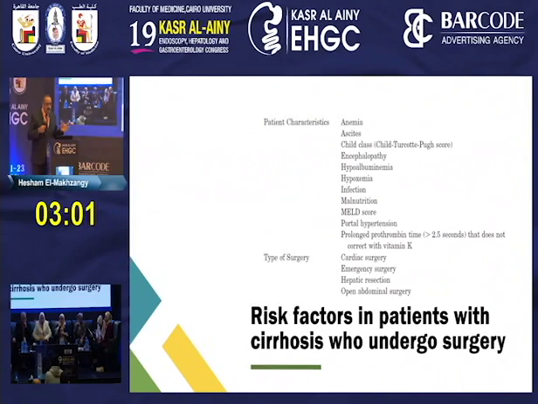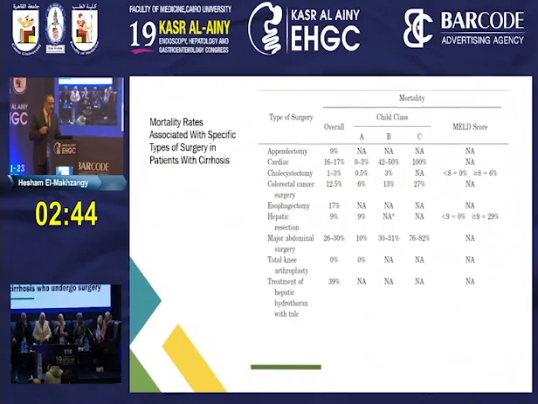The factors in the surgery are the type of the surgery. Cardiac surgery is associated with a higher risk. Emergency surgery is associated with a higher risk. Hepatic resection has a very high risk, and open abdominal surgery as well. So these 4 types of surgery are associated with higher risk of mortality and morbidity.